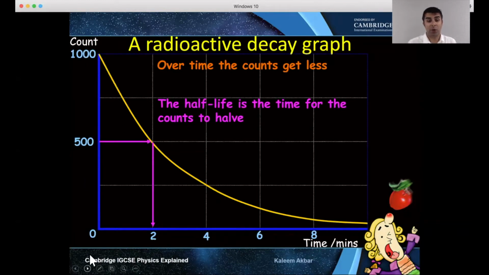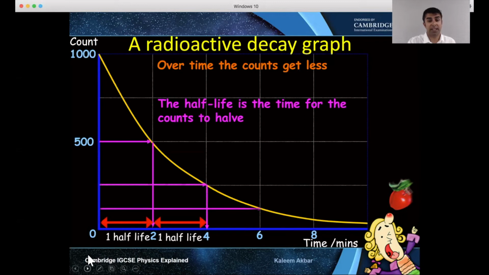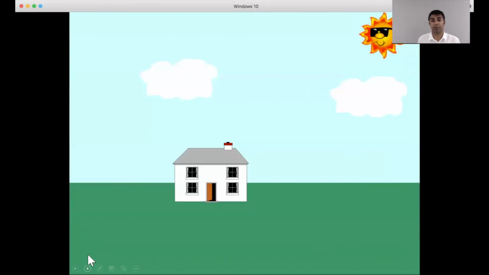2 minutes. I hope you then understand for it to go from 500 down to 250, it would be 4 minutes in total. It would just be another 2 minutes. To go down to 125 from 250 would be another 2 minutes. Half-life is basically the time it takes the activity to halve its current value. And in general, that time is always the same. There's the second half-life, the third half-life, as I mentioned before.